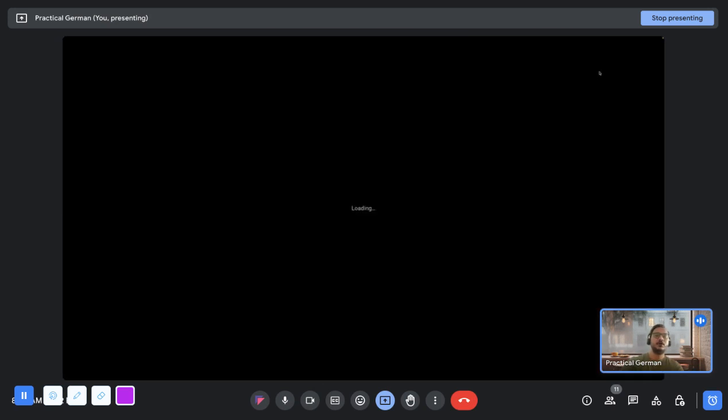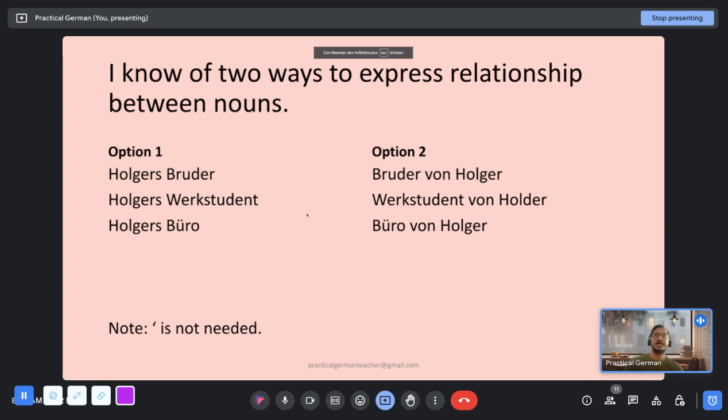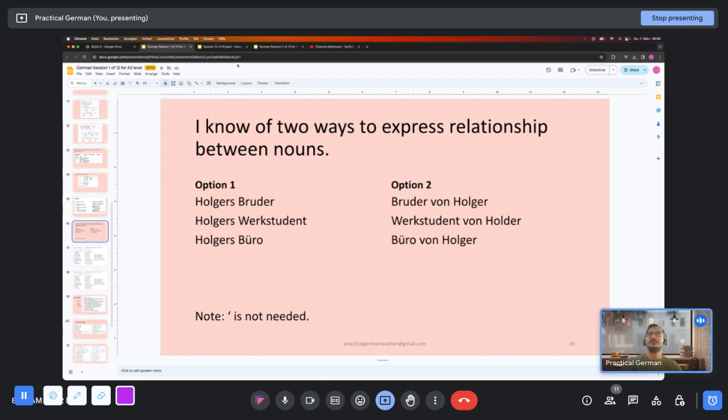Depending on, we all have some kind of limitation. I personally find it difficult to say Holger's Bruder, or whenever I have to add the sound of S to a word. So I go with the second option. It's easy on my tongue. You can use whichever way you want. For example, I will say Bureau von Holger instead of saying Holger's Bureau, because it's just easy for me to say. Any questions, please ask.